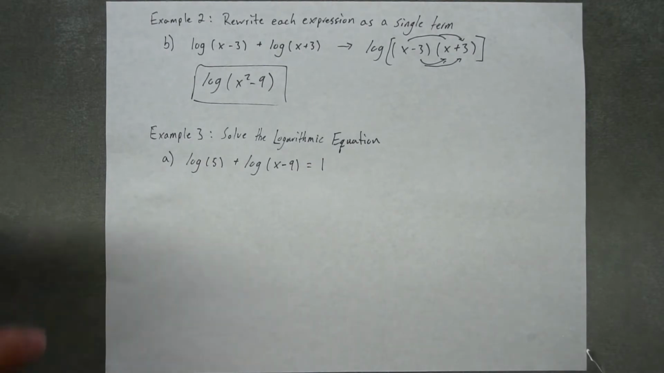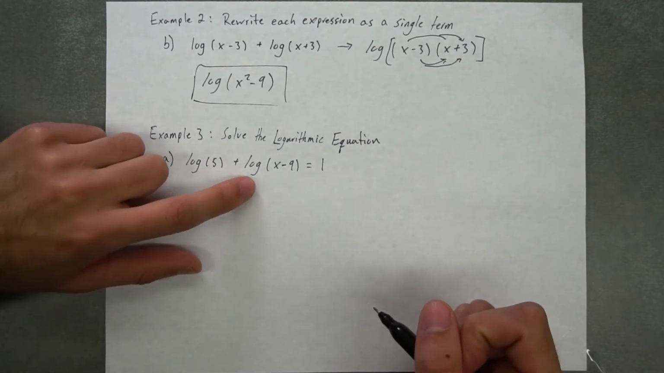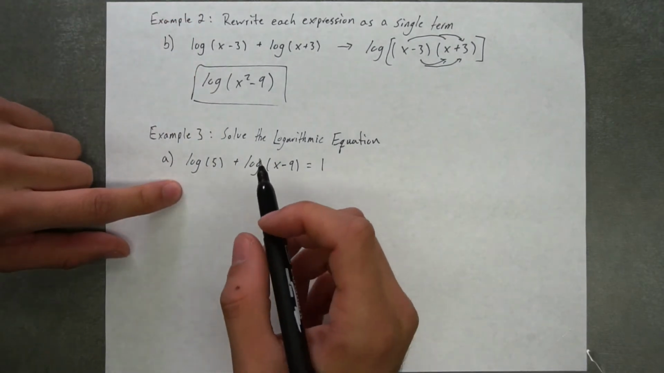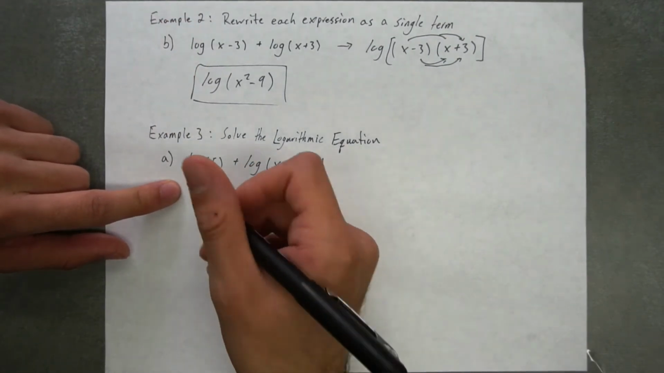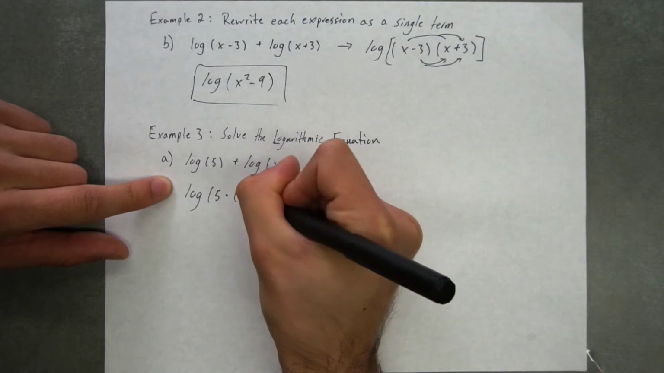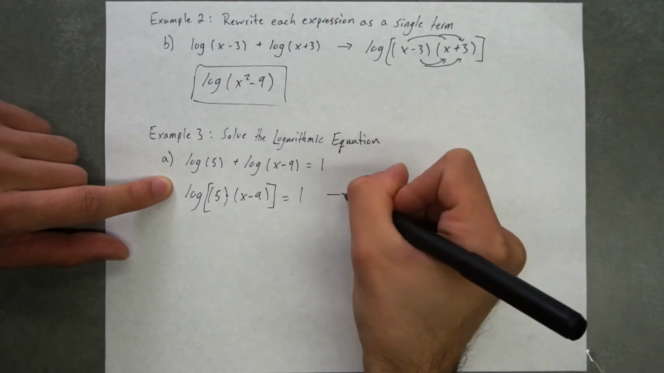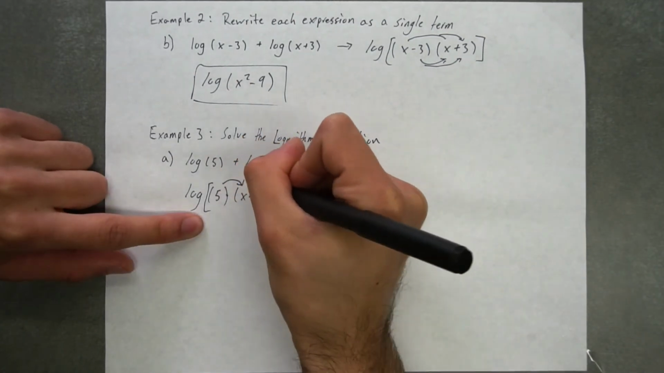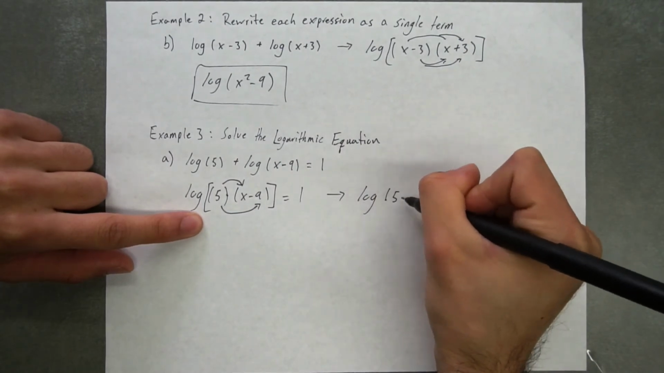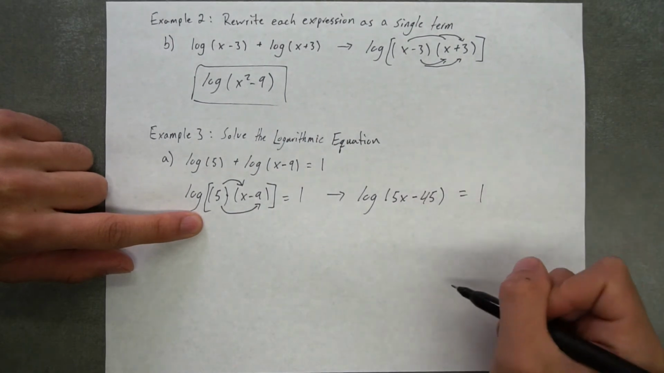All right, example 3, we're solving the logarithmic equation log of 5 plus the log of x minus 9 is equal to 1. So we have the sum of two logs. So again, we're going to use the product property. We have log of 5 times x minus 9 is equal to 1. We're going to distribute the 5 within the log. So that becomes log of 5x minus 45 is equal to 1.